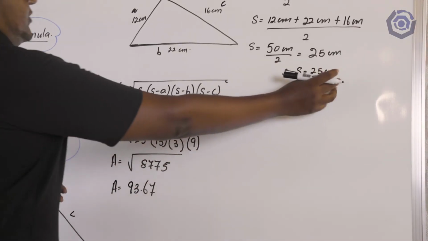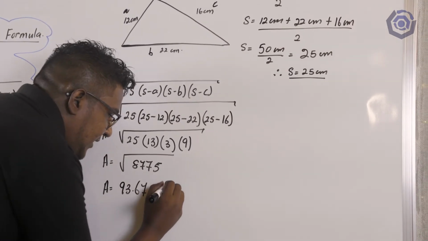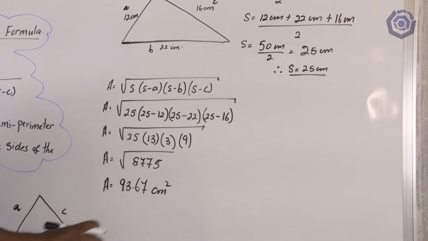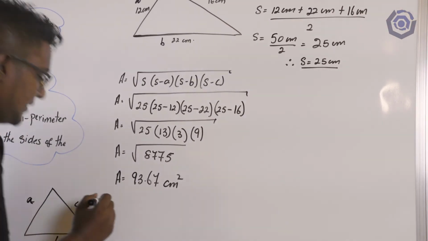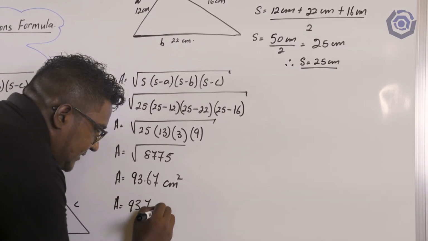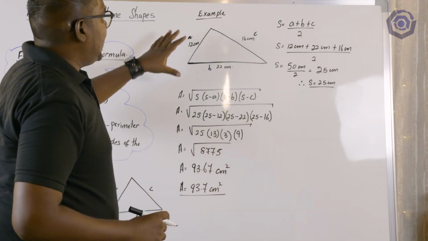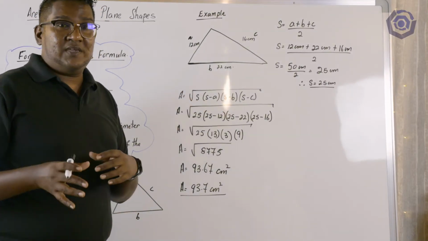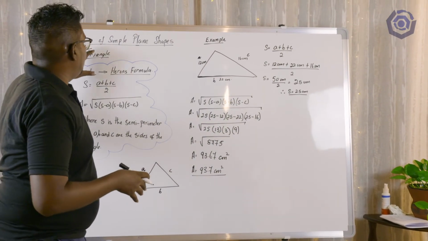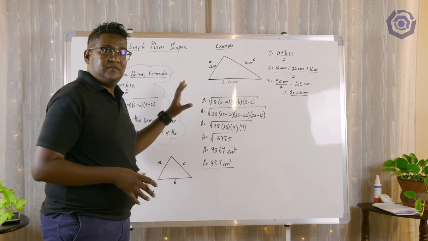93.67. Remember I told you to leave out the unit, so let's add back our unit here. We know that area is in cm squared. So our answer is 93.67, and if you want to write it in 1 decimal place, the area is 93.7 cm squared. So remember, when you're working out the area of a triangle and you're not given the base nor the height, but you're given the lengths of all 3 sides, you have to use this method, which is Heron's formula, to calculate the area of this triangle.